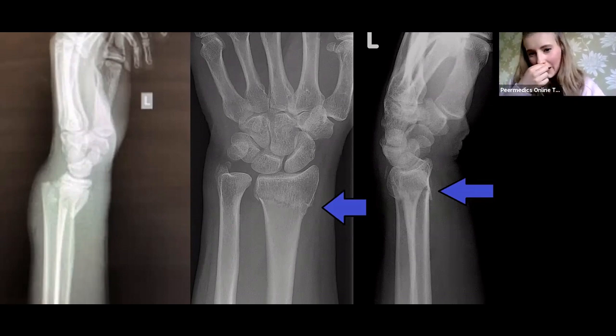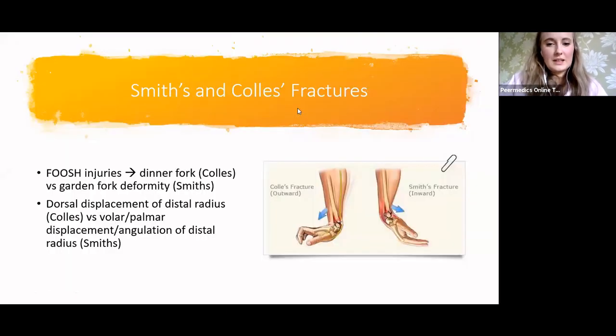The Colles on the right, I tried to get one that wasn't too obvious, because the Smith's that you can see over there is really obviously over to one side, but the Colles is a little bit more subtle. So your difference is Colles is the one that's going backwards, Smith's is going forwards. There are fancier terms for that, which I've written down below, which I can never remember off the top of my head, but you guys for finals are going to have to know that one's volar and that one's dorsal.